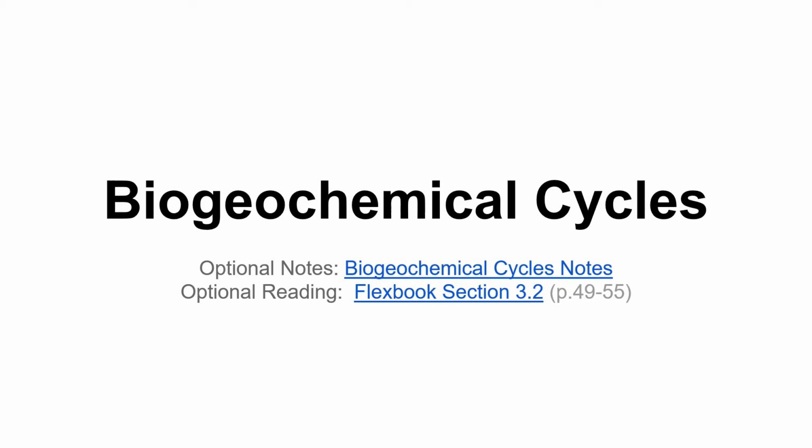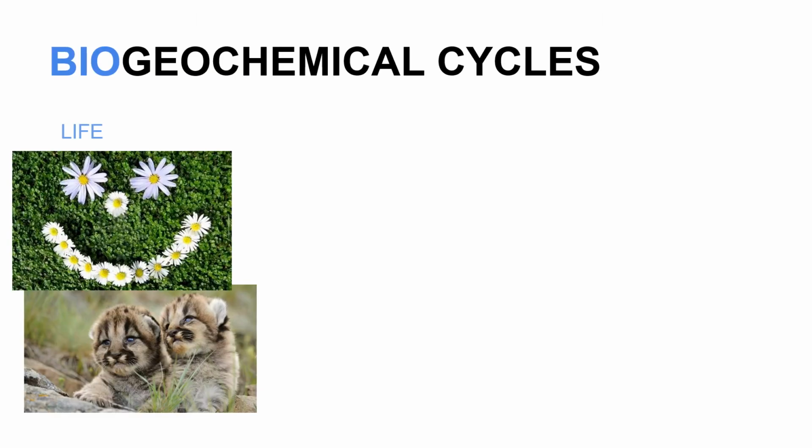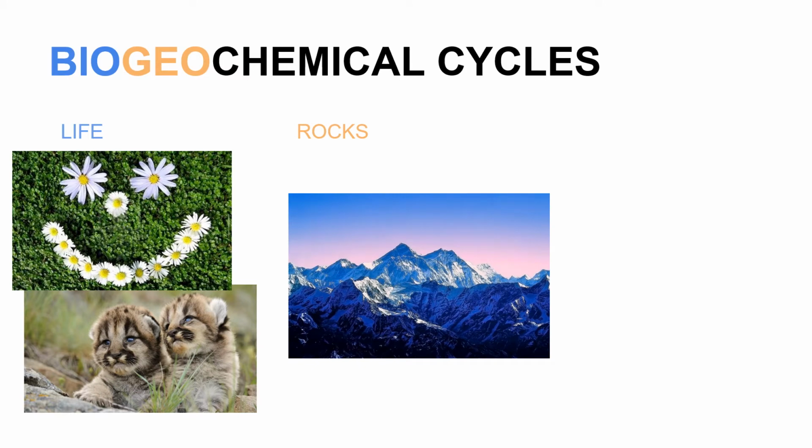So this video is all about biogeochemical cycles. It might sound a little overwhelming at first in terms of what it is, but let's break it down and see if we can understand what biogeochemical is all about. The first part, bio, is all about life: plants, animals, things that are living. Geo is all about things that are non-living, like rocks.